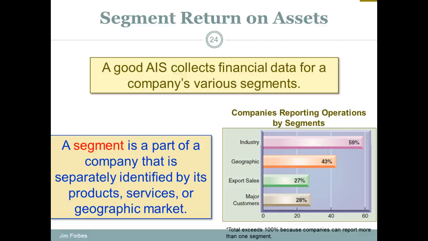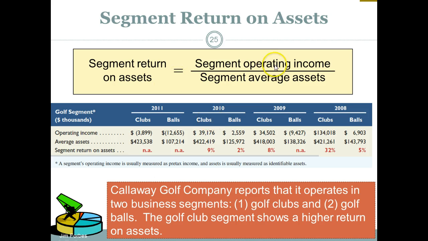So yeah, they will separate it out by operating, it could be by industry, geographic, and so forth. And so there will be specialized reporting. And you can simply do segment operating income over its average assets to determine the profitability of that, and is it really fitting management's goals and so forth. So an example here is Callaway Golf, which operates two business segments, golf clubs and golf balls. So they'll want to compare those two, and that'll help determine where they should put maybe future efforts.